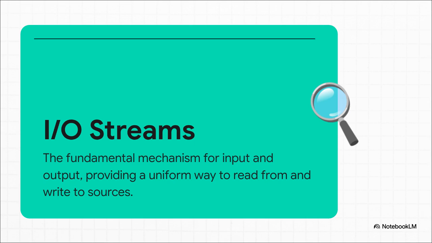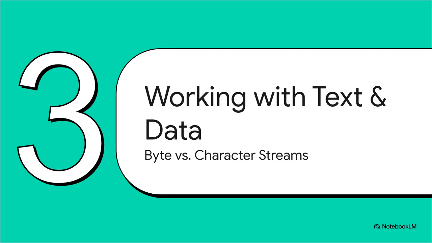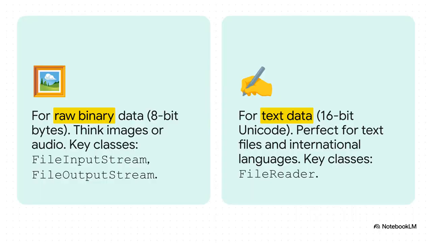Okay, so if the File object is the address, how do we actually get data to and from that address? That brings us to I/O streams. These are basically the delivery trucks. They're the pipelines that carry your data byte by byte from your program out to the file, and then from the file back into your program. Now, this is super important. You have to know what kind of data you're sending through those pipes. Because Java treats raw binary data, like an image or a sound file, very differently from how it treats plain old human-readable text. And that's where you have to make a choice.